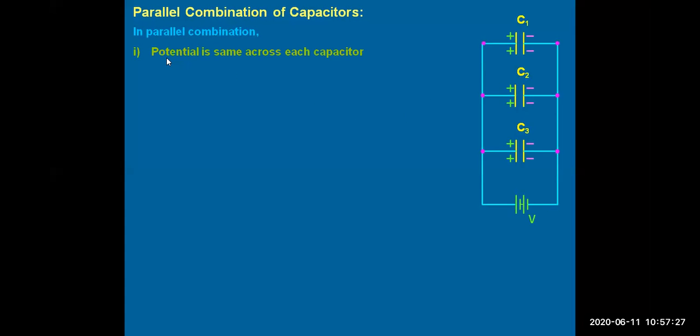Now in parallel combination, what is same? Potential will remain same across each capacitor and charge will be distributed. Charge will be distributed, which is directly proportional. In series, I told you potential is distributed, which is inversely proportional. That is why we had the formula 1 by C is equal to 1 by C1 plus 1 by C2. Here, directly proportional, you will get C is equal to C1 plus C2. Just remember, potential is same and charge is distributed.